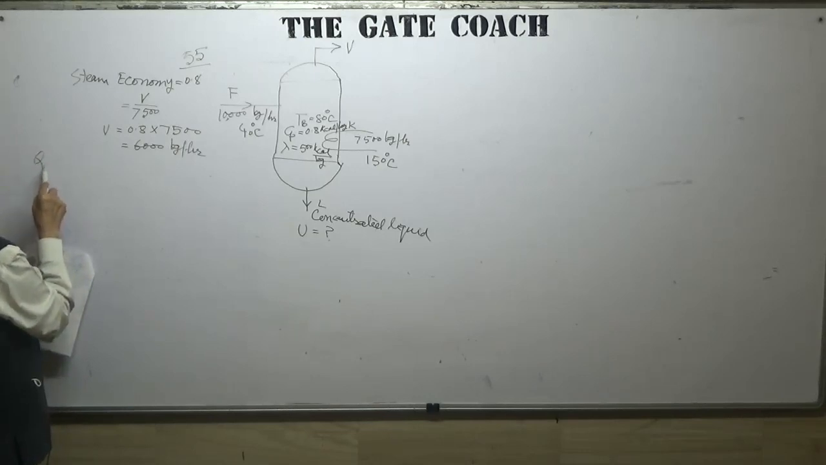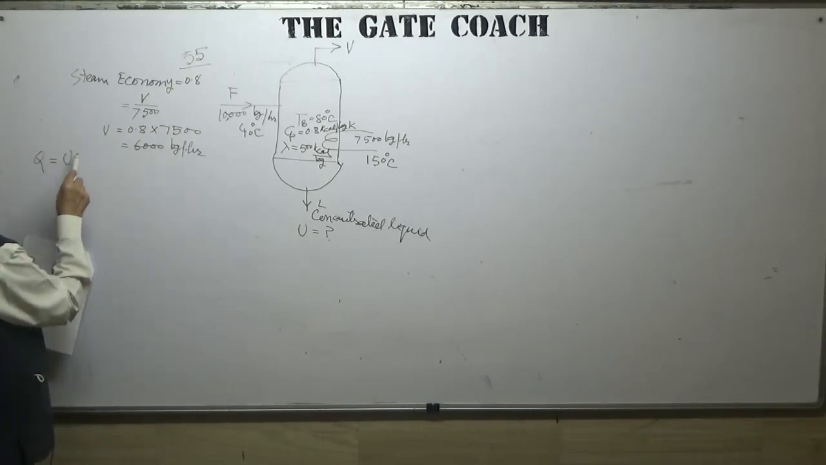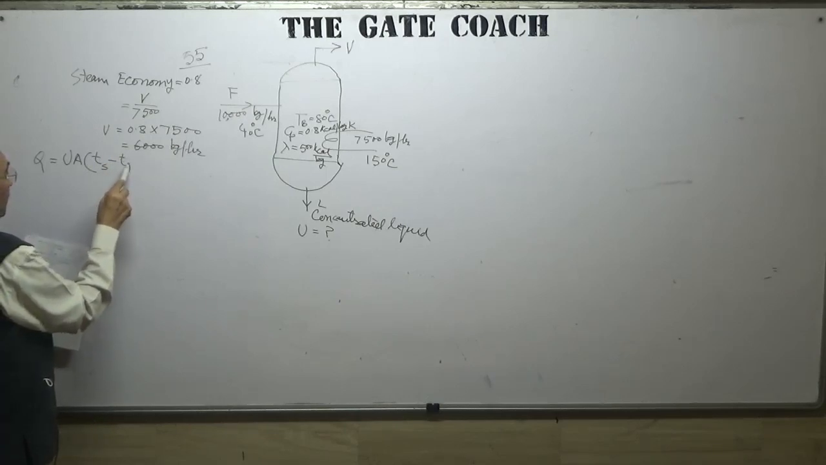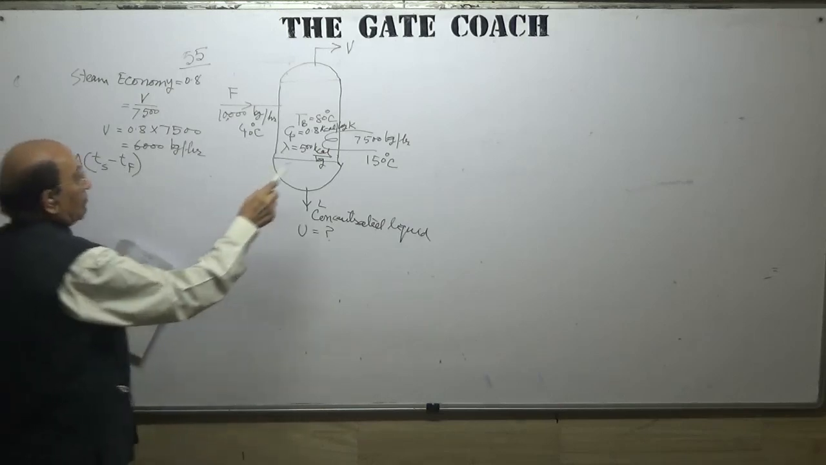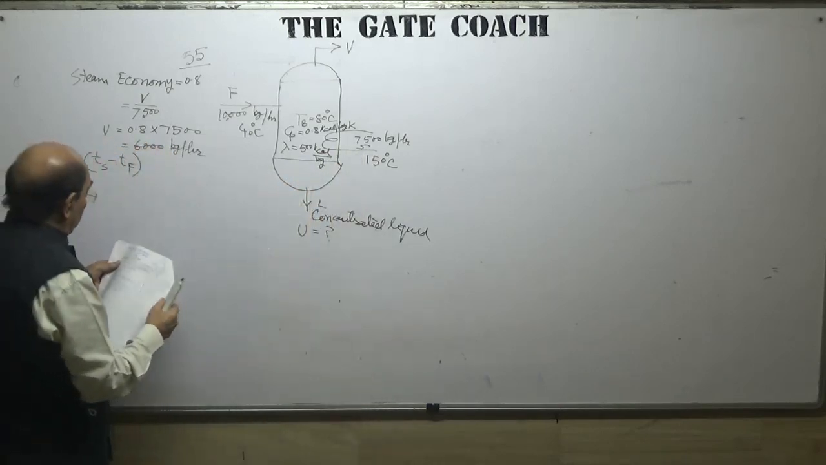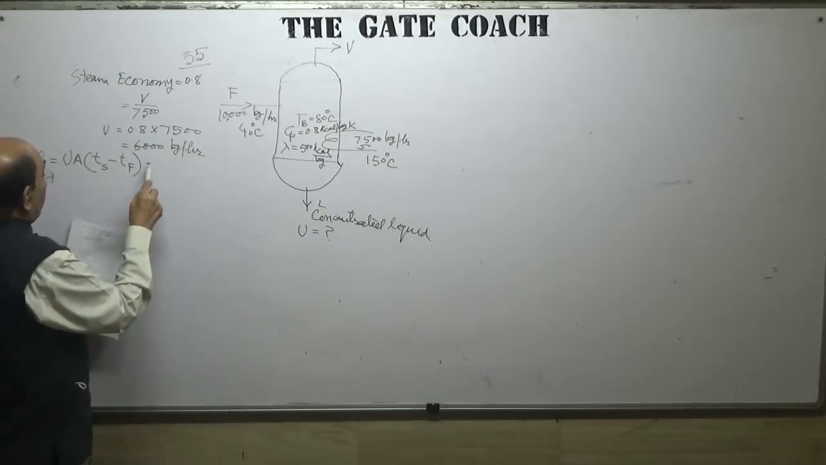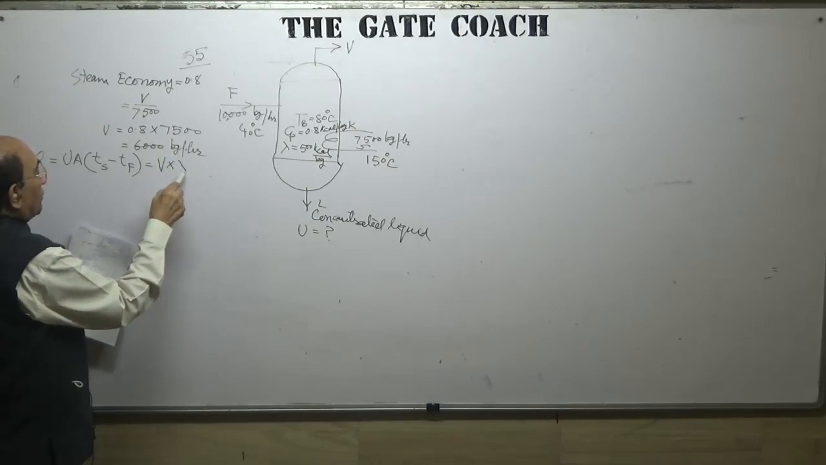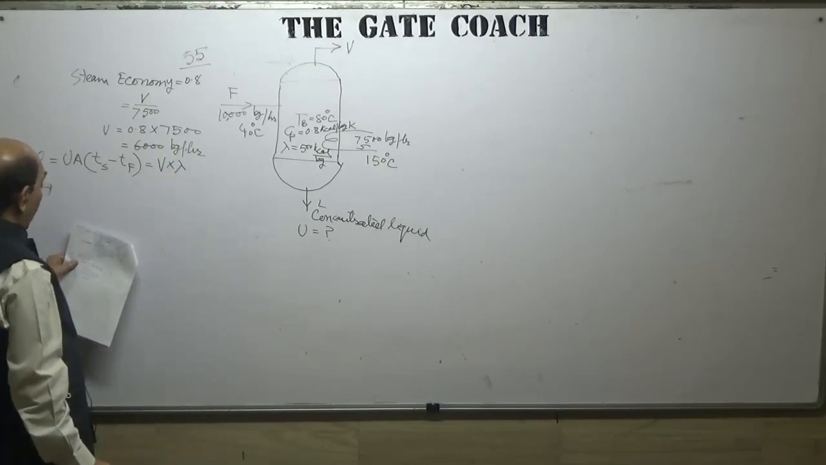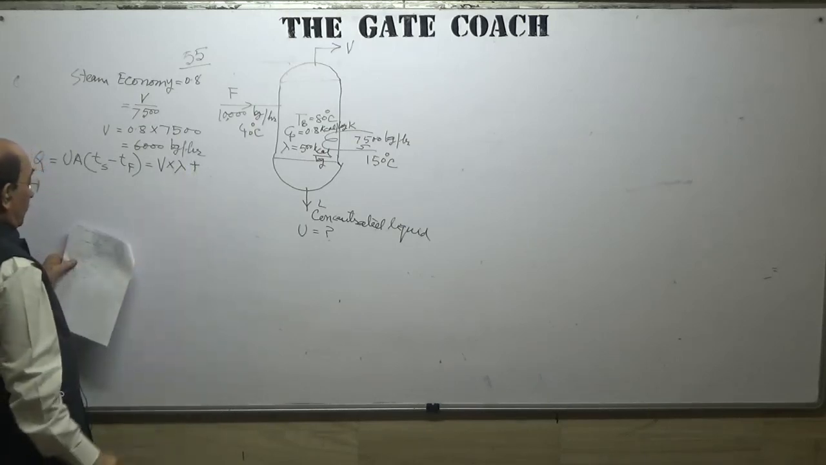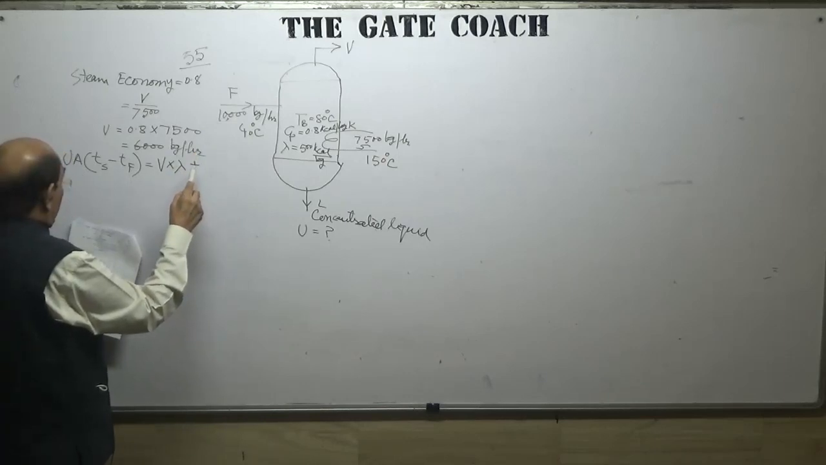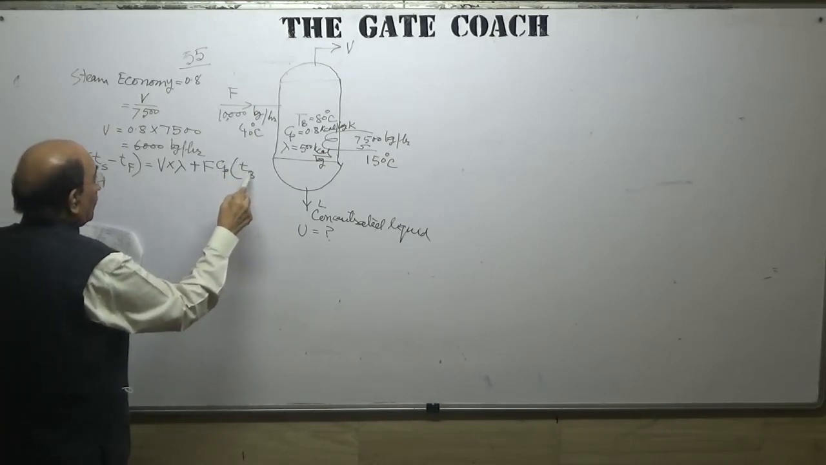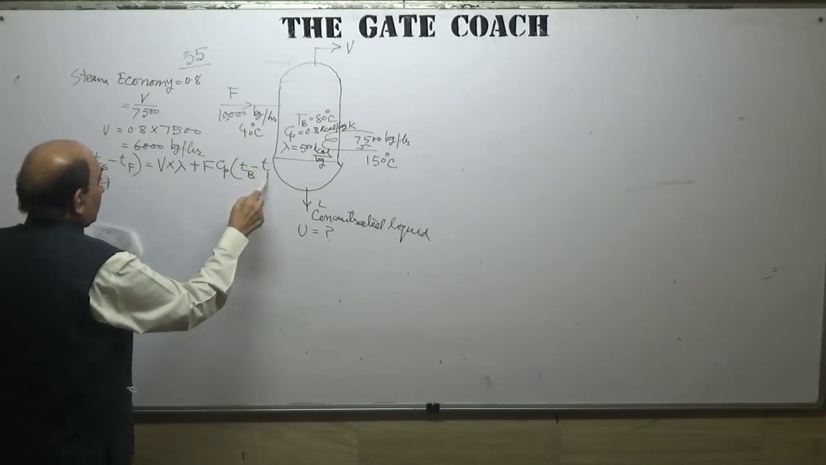Now how much heat is supplied? This is UA into saturation temperature minus that of the feed, which must be equal to the amount of the steam produced into its latent heat plus the heat which is supplied to the feed, which is F into Cp into T boiling minus T feed.